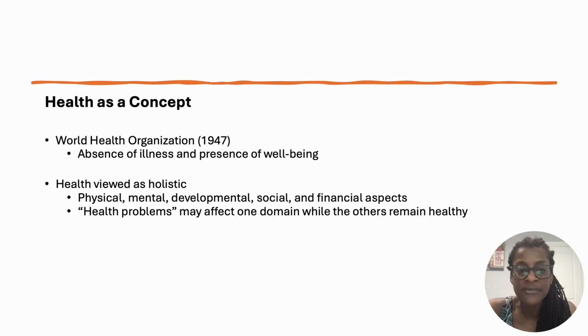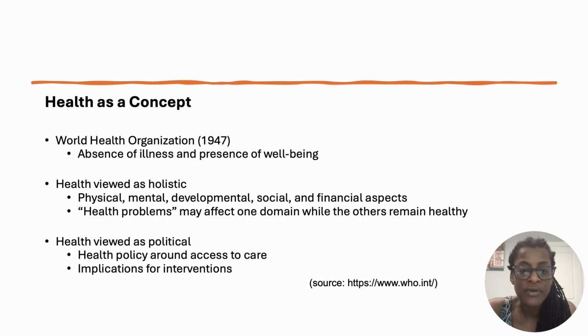Before we delve more into social determinants of health and various factors that work to impact health, let's briefly define health. First, health as a concept: the World Health Organization in 1947 described health as the absence of illness, not having chronic conditions, and also the presence of well-being. They also viewed health in a very holistic way. It's not just physical health, but mental health, social health, and financial health as well.